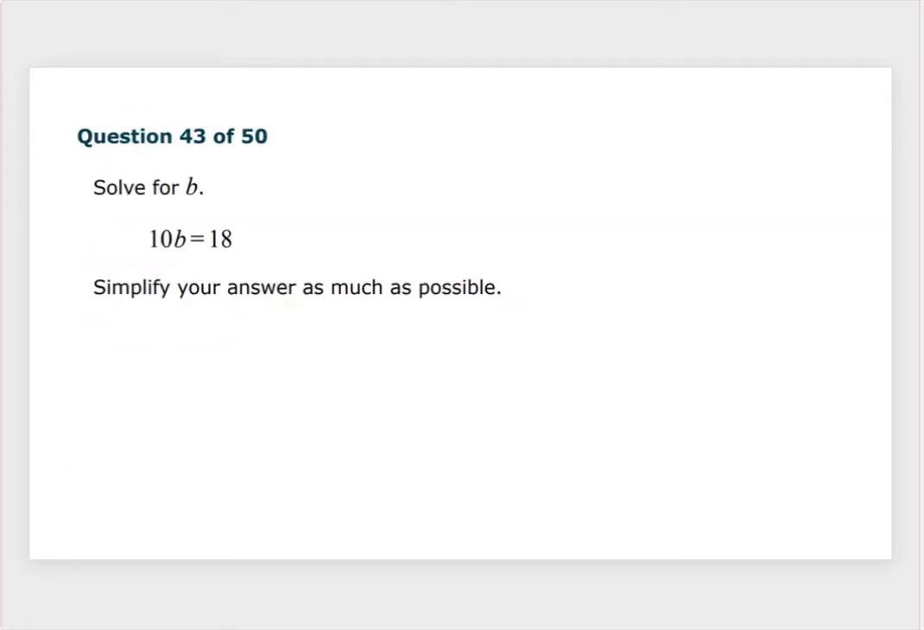Solve for B. Simplify your answer as much as possible. Now you know that I require you to show your work. So I'm going to bring this over here. 10B is equal to 18. So our process is to get the B by itself. We're going to divide by 10.